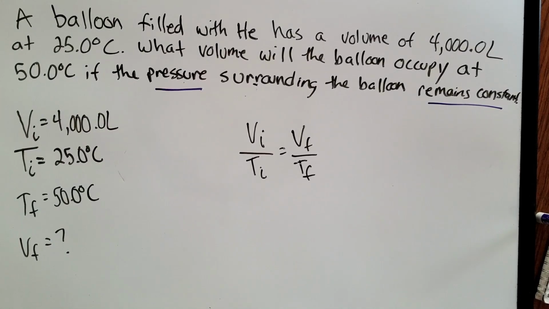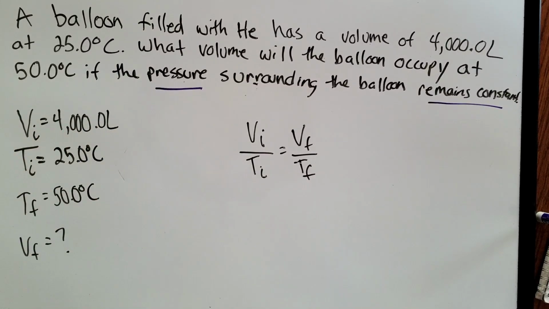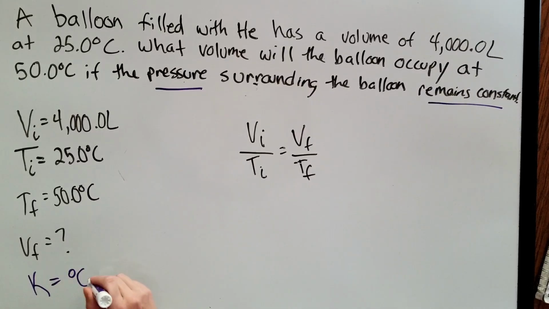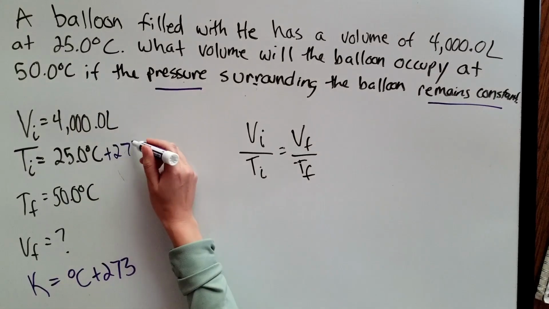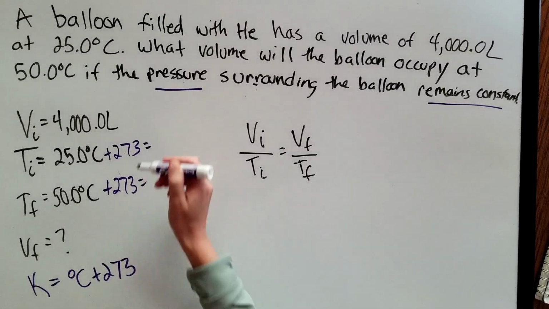Before I can use this equation, though, we need to convert. Volume's fine because we do want volume in liters, but what do we want temperature in? We don't want it in degrees Celsius, but we want it in Kelvin. So if you remember back from chapter 1, I'm just going to write the equation down here. To get Kelvin, you take degrees Celsius and you add 273 to it. So that's what I'm going to do to both of these. I'm just going to add 273 to get my new temperature in Kelvin.